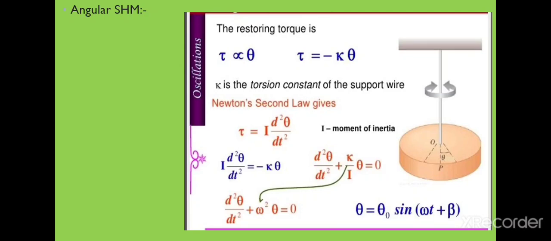By Newton's second law, tau is equal to I d2 theta by dt square, where I is the moment of inertia. Comparing these two equations of torque, we get I d2 theta by dt square is equal to minus k theta. From this we get the equation d2 theta by dt square plus omega square theta is equal to 0. This is the differential equation for angular SHM.